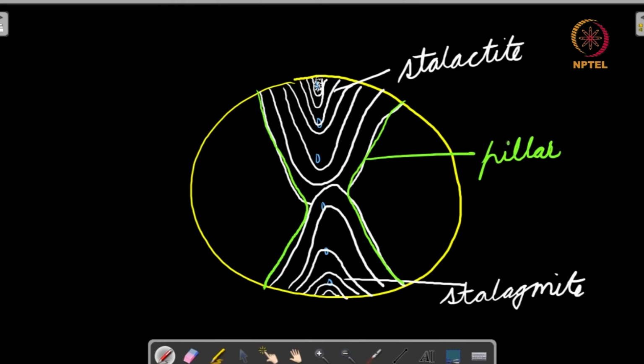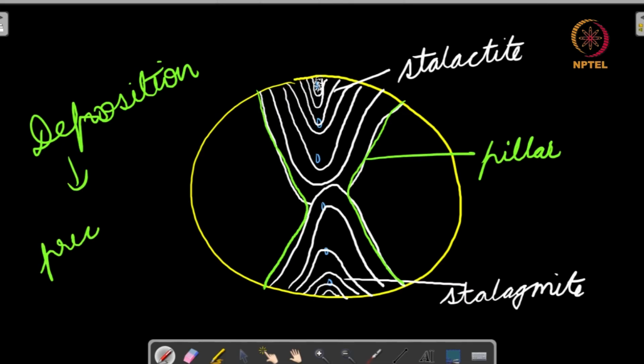Now stalactites, stalagmites, and pillars are getting created because of deposition, especially due to precipitation, and also sometimes evaporation.